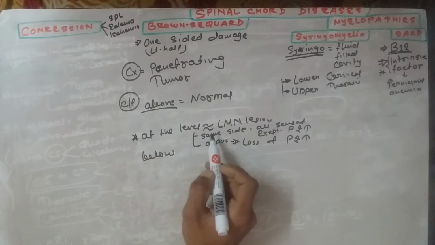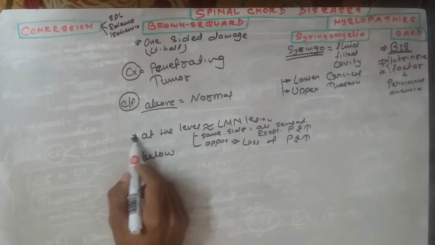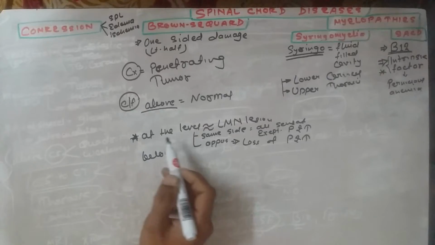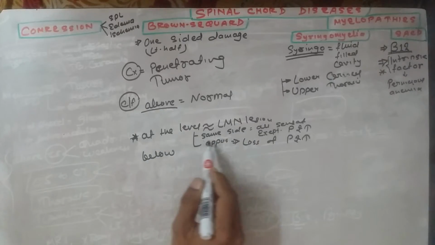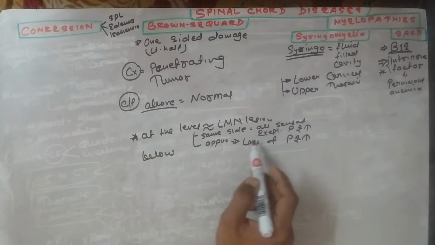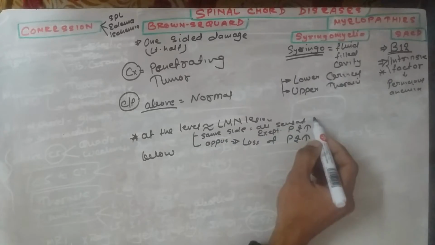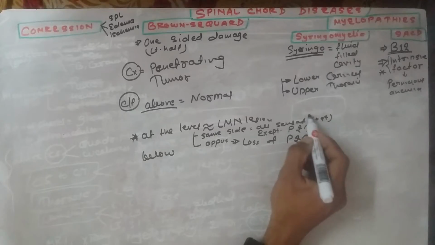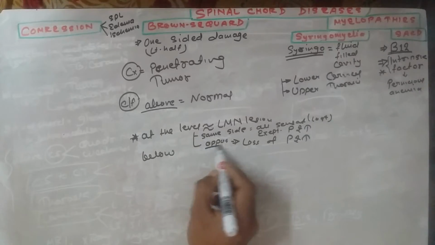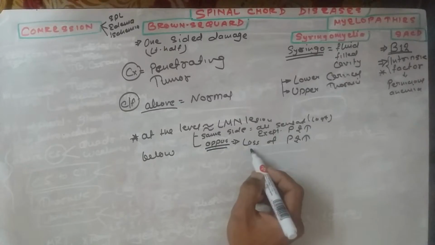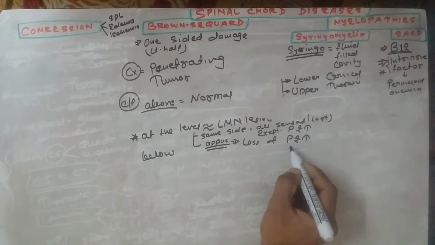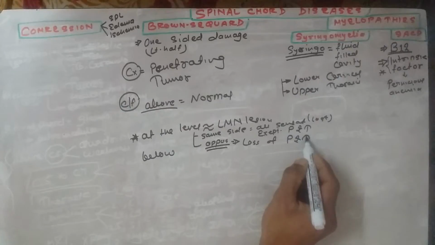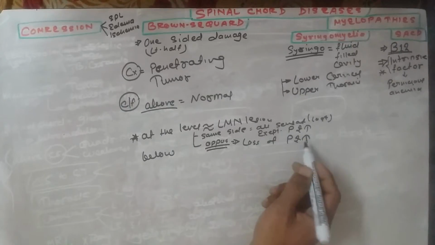We saw that at the level of the lesion the clinical presentation is usually similar to the lower motor neuron lesion, and on the same side there is loss of sensation. All sensations are lost except pain and temperature, whereas on the opposite side all sensations are present except pain and temperature, which means there is loss of pain and temperature.